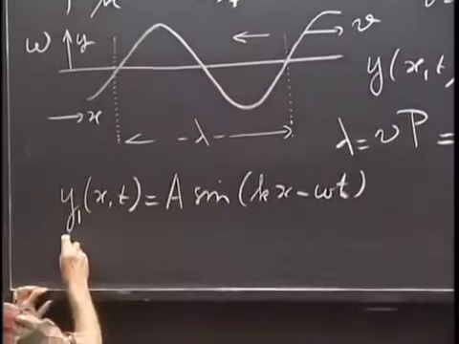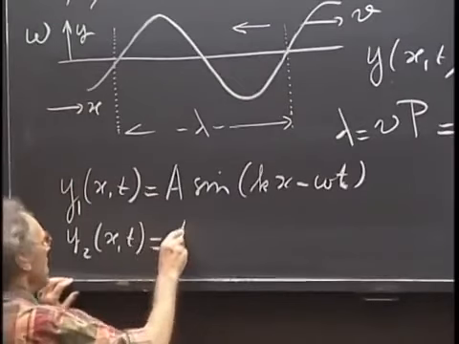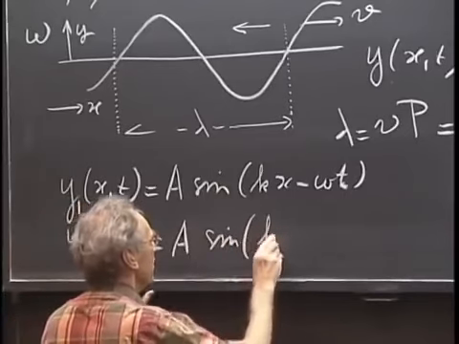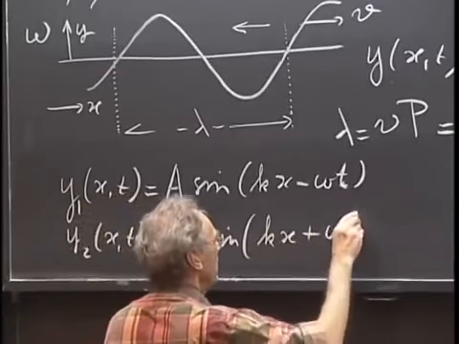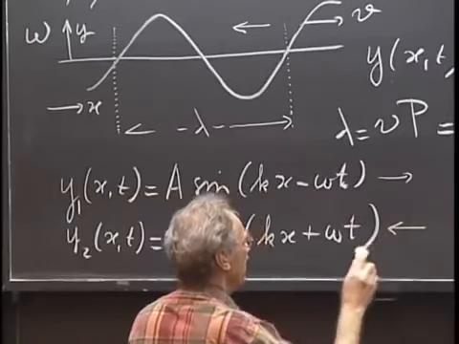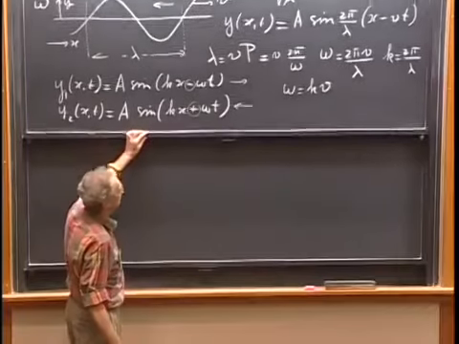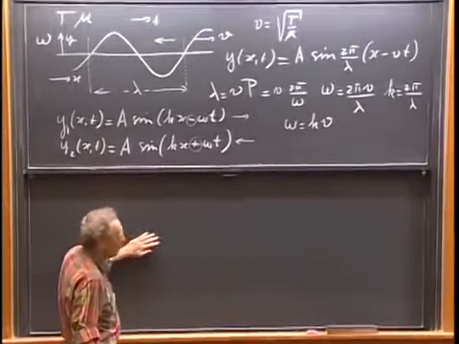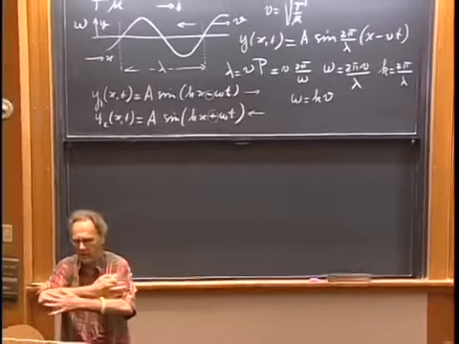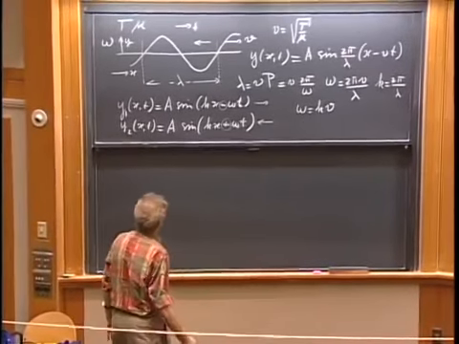And now I'm going to have another one, y2(x,t), same amplitude, same frequency, therefore same wavelength, but now it's going not in this direction, but in this direction. Notice there's a plus here where there is a minus there. And so I want to know now what the sum of these two is, because one is going like this, another one is going like this. So I want to know what the superposition of those two waves does.